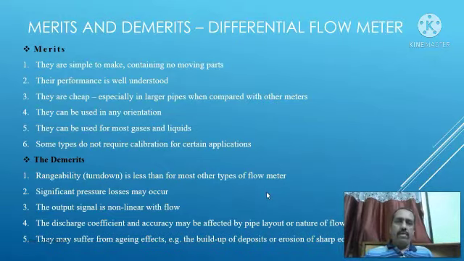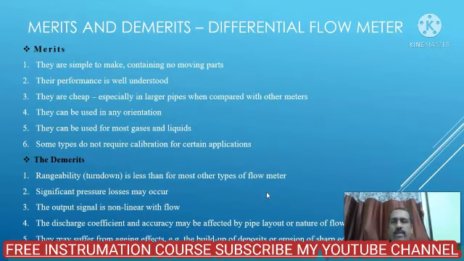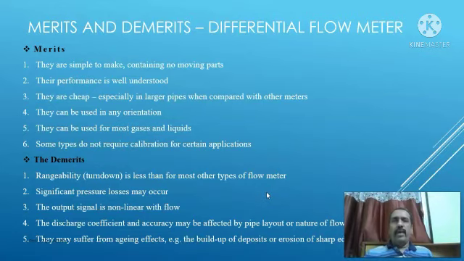Merits and demerits of differential flow meters. Differential flow meters are simple to make, containing no moving parts. Their performance is well understood. They are cheap. They can be used in any orientation. They can be used for most gases and liquids. Sometimes they do not require calibration for certain applications.